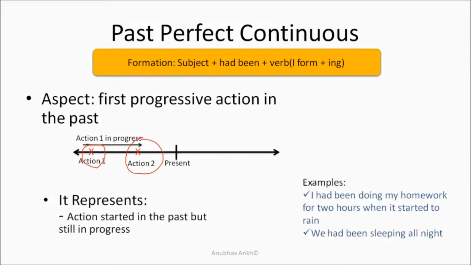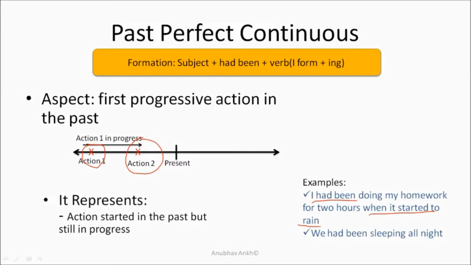Let's see the example to understand it better. I had been doing my homework for 2 hours when it started to rain. Clear? So there are two actions. It started to rain and I was doing my homework. So I had started to do my homework and then it began to rain. So for how much time had I been doing my work? For 2 hours. So I had been doing my work for 2 hours when it started to rain. Clear? Now you are justifying the second action with the first action. Clear? You were in action, and you are justifying that action.